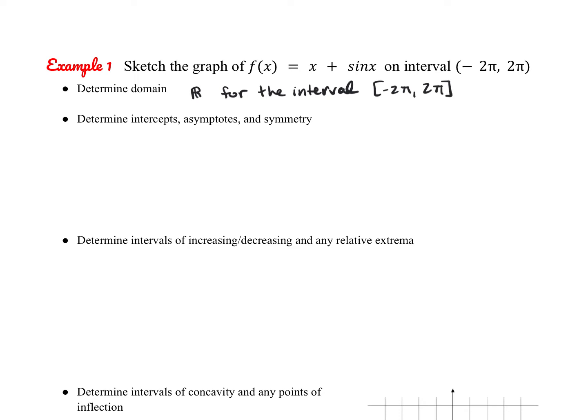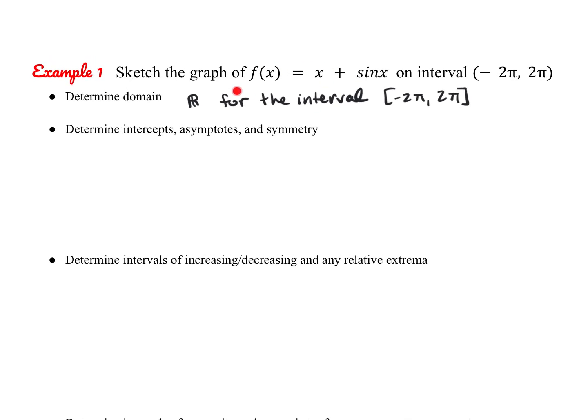All right, so now we're going to just look at f of x. We're not looking at the derivative yet, and see if we can determine intercepts, asymptotes, and we'll do a quick symmetry test. All right, let's start by finding our y-intercept.